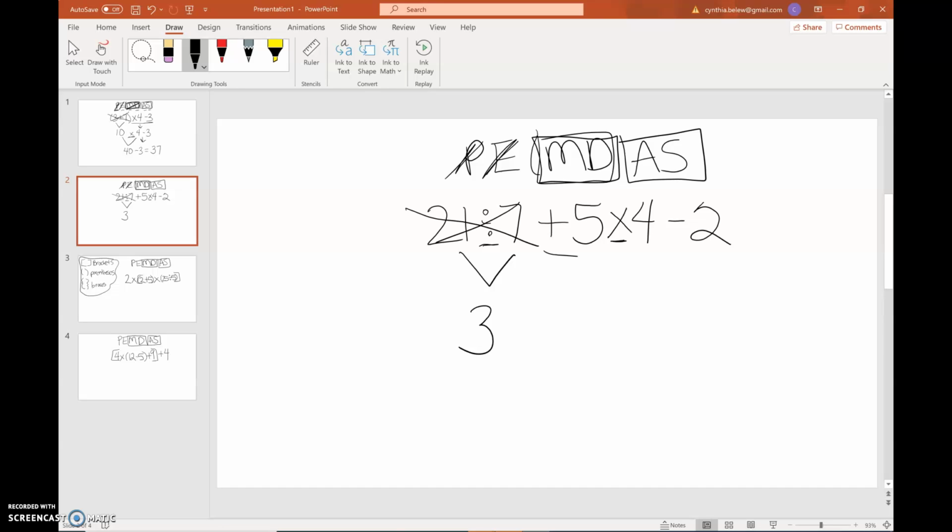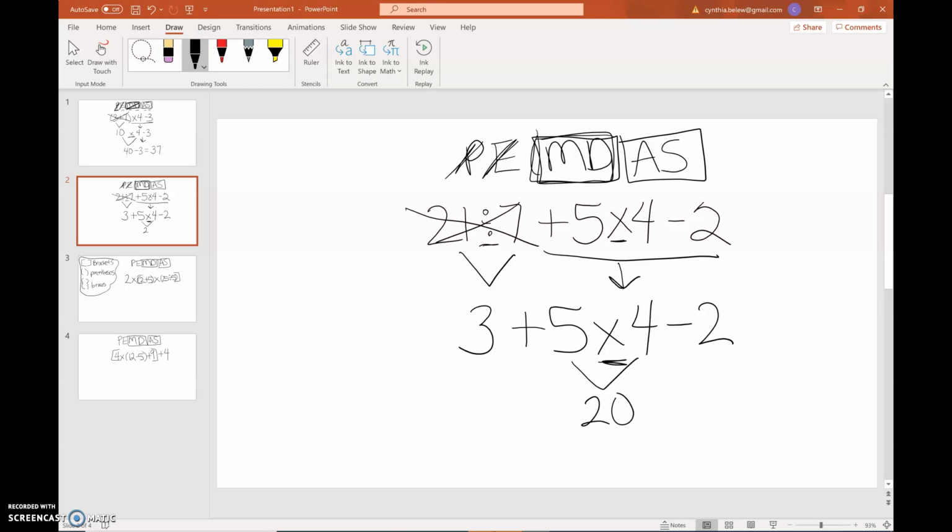That's no longer there, but this is, so I write it down. 3 plus 5 times 4 minus 2. Now, I'm still on multiplication and division. I cannot solve the 3 plus 5 yet. I have to solve the multiplication because I have to follow order of operations. So 5 times 4 is 20. That's no longer there, but this is. So I have 3 plus 20 minus 2.